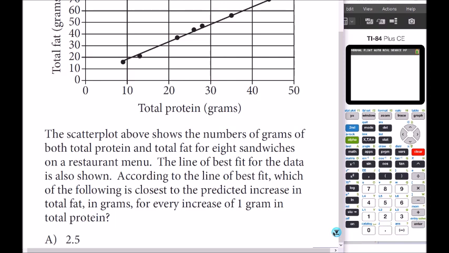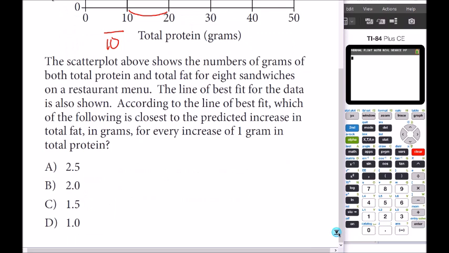So this is an increase of 10, right? Increase in every gram. So from here to here, it increased by 10 grams. It increased by 19 to 33. 33 minus 19 is about 14. So 14 over 10, so about 1.4, right? Rise over run, but it's not out of 1, it's over 10. So about 1.5, the closest one.